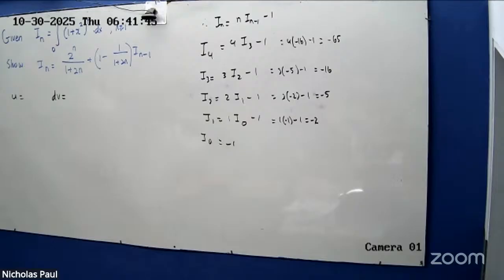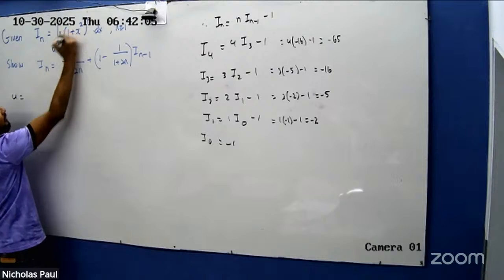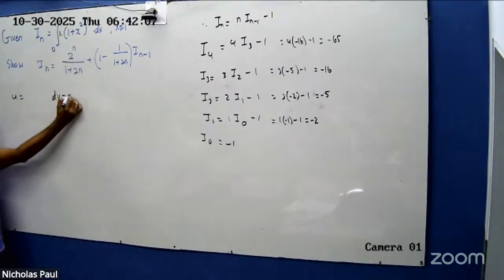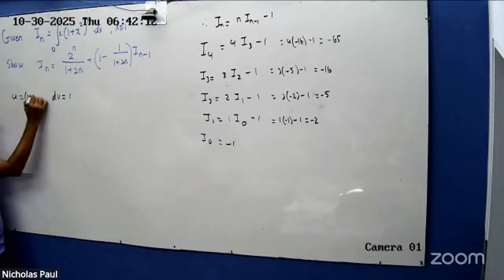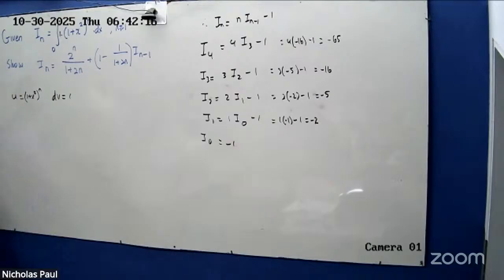1 plus x squared is what? U. And DV is what? 1. DV is 1. So you're going to differentiate 1 plus x squared? Yeah, to the power n. Yeah, with the n. So you are including 1 here, right? Yeah. So you're going to integrate the 1 and differentiate the other. All right, that could probably work. Try it and see.